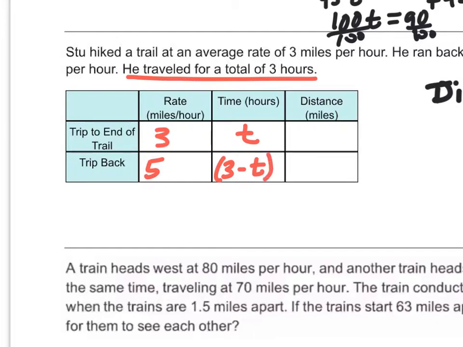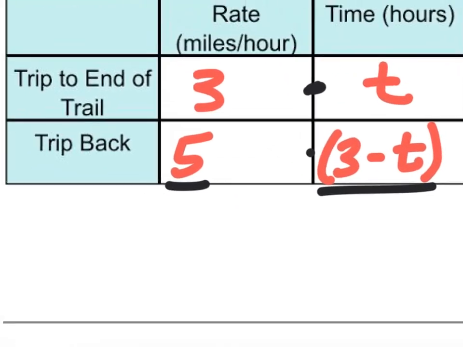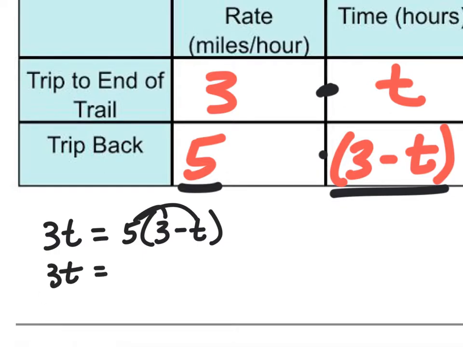So now what we need to do is figure out the distance. So I'm going to multiply my rate times my time. So my distance is 3t, okay? On the trip back, I'm going to multiply my rate times my time, and that's 5 times (3 minus t), all right? So what I know about these two distances is that they're equal, okay? You're just traveling faster on one than the other. So let's go ahead and set these two equal to each other. So I'm going to do 3t is equal to 5 times the quantity (3 minus t). Okay, so I'm going to multiply throughout by 5, and so we're going to get 3t is equal to 15 minus 5t, okay?